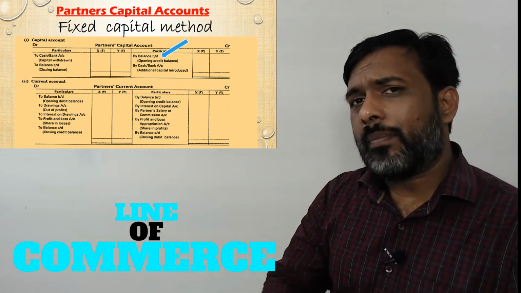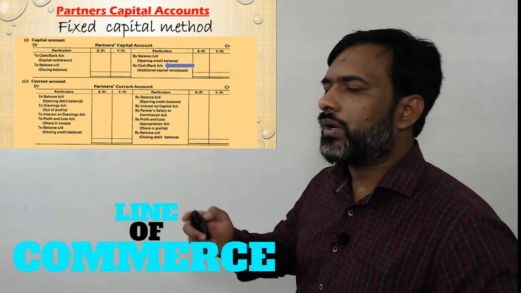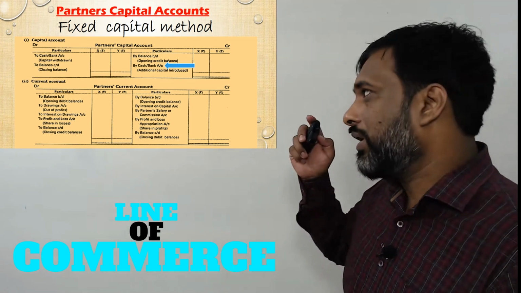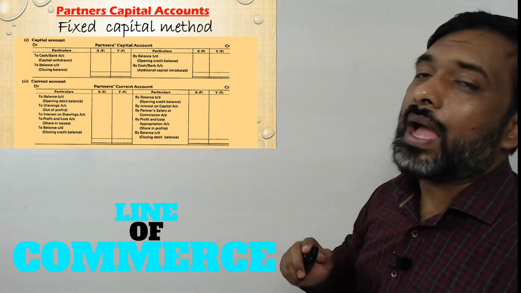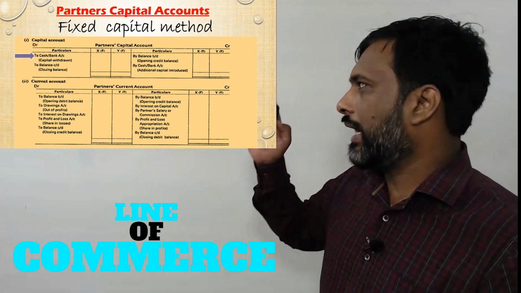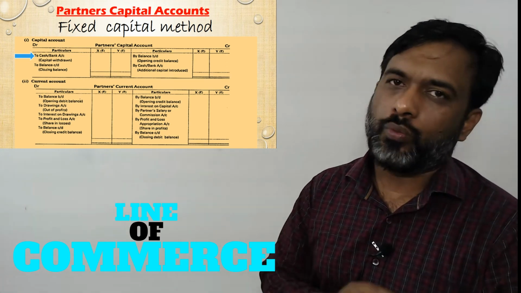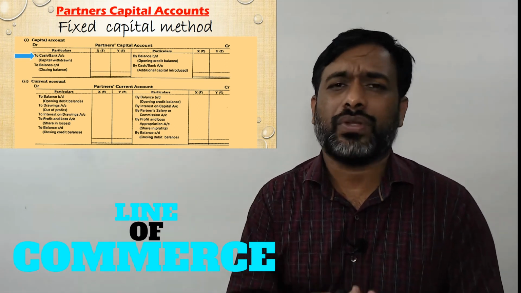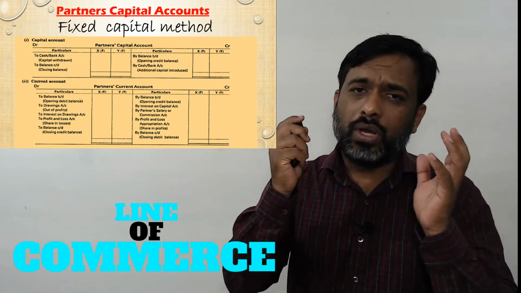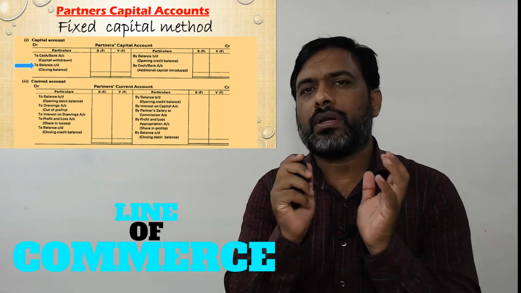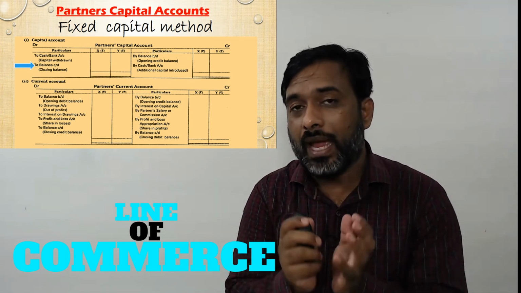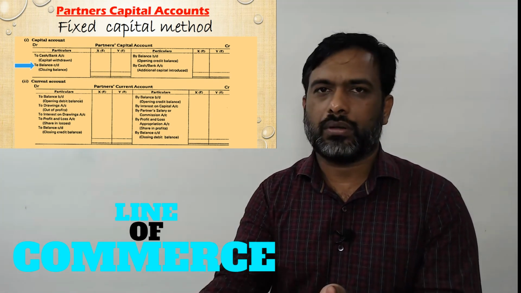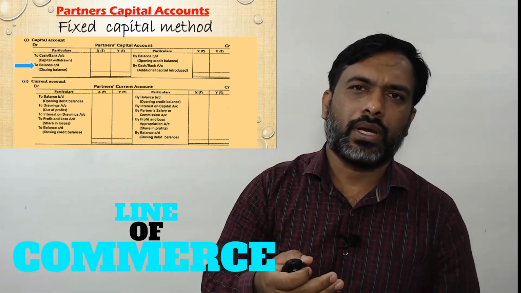Next, if an additional capital is brought in by the partner, that will come as by cash or by bank. On the other hand, if the partner has withdrawn capital out of the firm, that will come as to cash or to bank. After this, we need to find the difference that will give you the closing balance of the capital account. So in capital account, only the capital transactions of the partner will come. When I say capital transactions: capital brought in by the partner, capital withdrawn by the partner, and opening capital and closing capital.